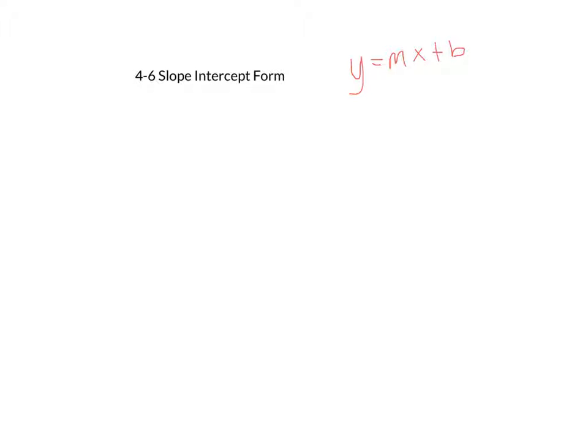So this is 4-6 slope-intercept form. I need you to write down y equals mx plus b, and the m represents our slope, and the b is our y-intercept.